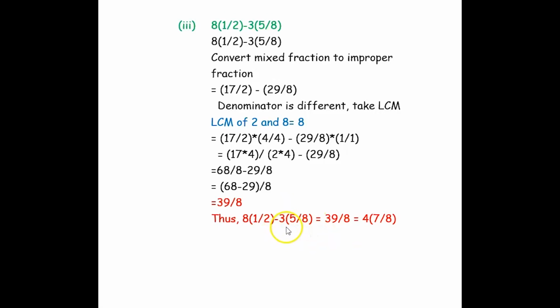Since our given question has mixed numbers, we can also convert this improper fraction 39 divided by 8 into a mixed fraction, that is 4 7 divided by 8. So 8 times 4 is 32. 32 plus 7 is 39 divided by 8. So our answer is the same.